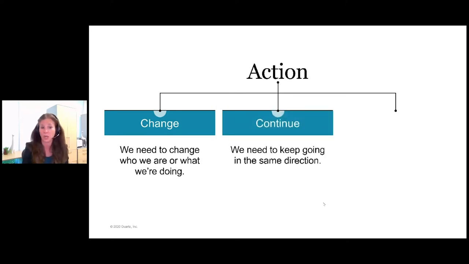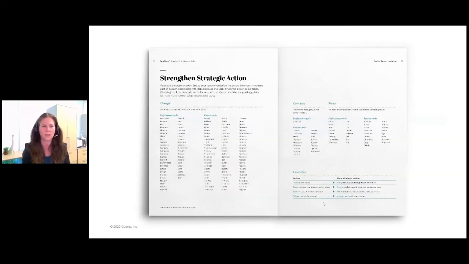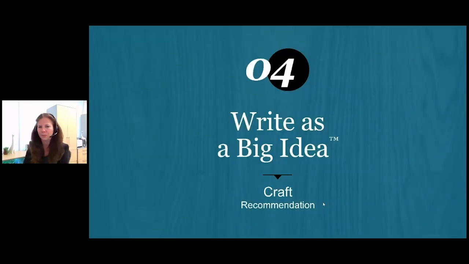Sometimes you're asking people to change. Like, we need to change who we are, or what we're doing. Some of the verbs you're asking people to continue. Hey, keep going in the same direction. And some of the verbs you're asking people to complete something, that we need to complete this, even if it means we need to concede failure. So in the course, you get this fantastic way to understand the right type of verbs with the right energy that would appeal to the executive suite or to managers or to peers, whoever it is that you're communicating to.